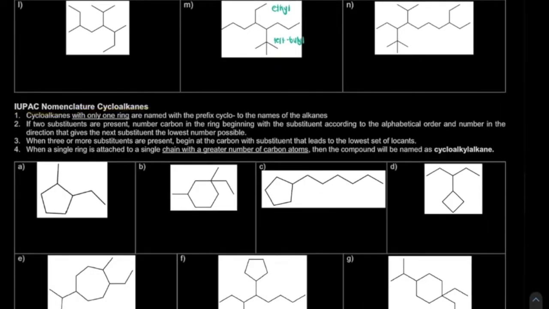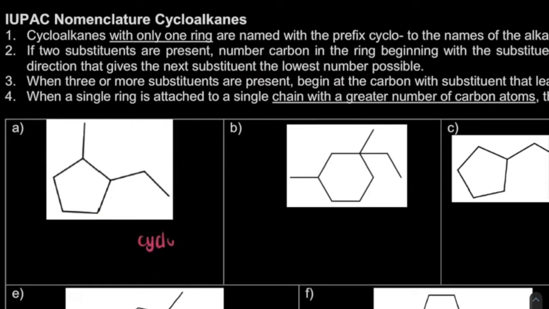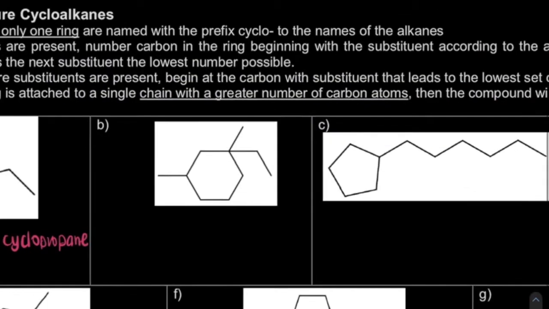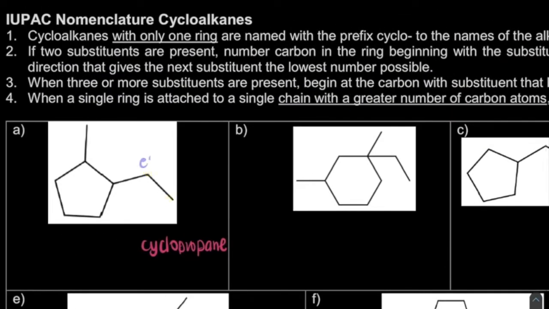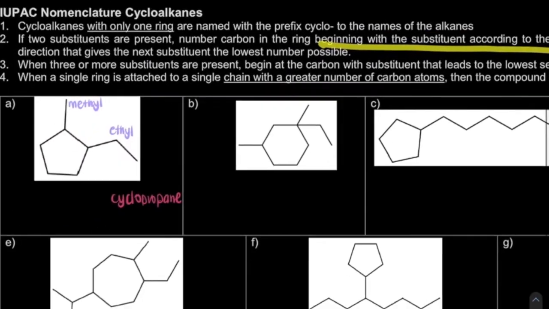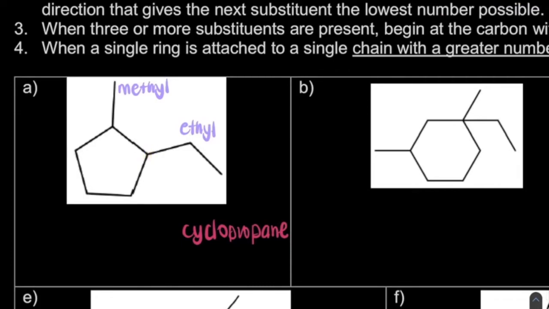Okay, so now let's look for the nomenclature for cycloalkane. So we're going to name kita punya parents tu tapi dengan cyclic lah. So cyclo apa? So kat yang ini case kita ni cyclopropane. Okay, so next rule dia kata if 2 substituents are present, number the carbons beginning with the substituent according to the alphabet. Okay, senang label lah kita punya substituent. Satu adalah ethyl, another one is methyl.